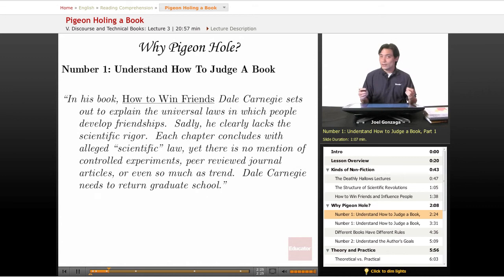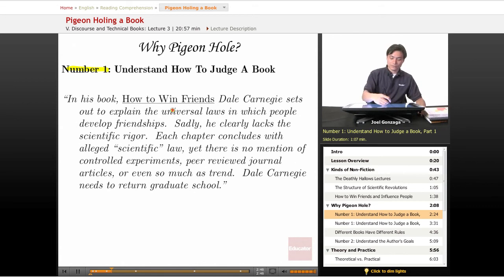Now, why do we pigeonhole though? Well, we have a couple of reasons. Number one, we have to understand how to judge a book. I want you to imagine that you're reading through Amazon.com reviews and you read about How to Win Friends and Influence People, which is a practical book, and the review is set up like this.